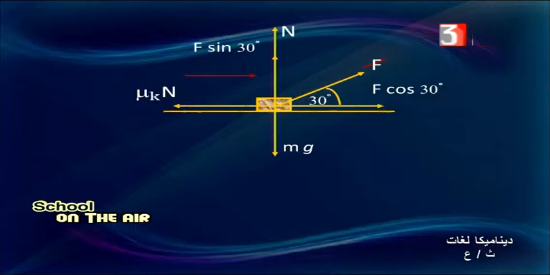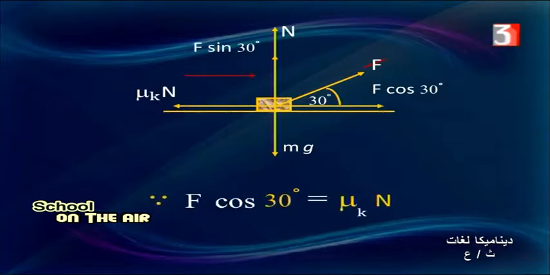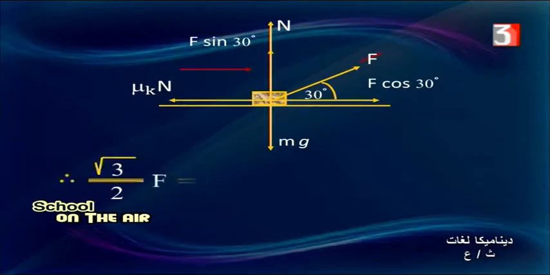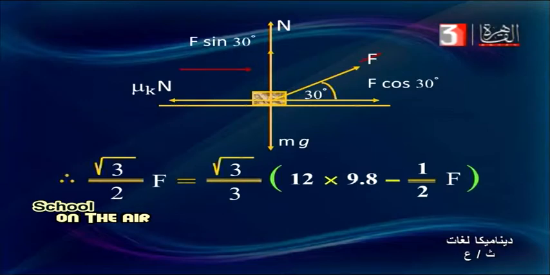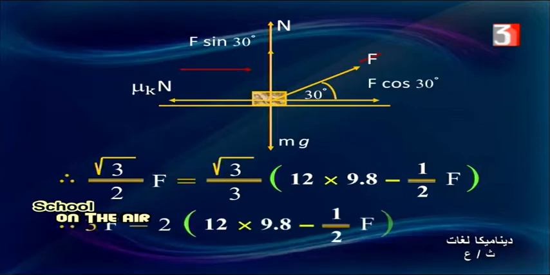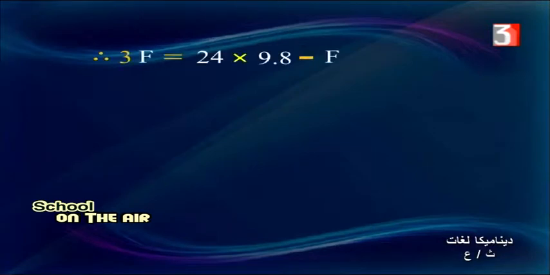Now, if the body moves with a force of magnitude F cosine 30, then F cosine 30 degrees equals mu s N. Then √3/2 F equals √3/3 multiplied by 12 times 9.8 minus half F. We can cancel √3 from both sides, and by cross multiplication 3F equals 2 multiplied by the brackets 12 times 9.8 minus half F. Now we can expand the brackets to simplify the equation. Then 3F equals 24 times 9.8 minus F.